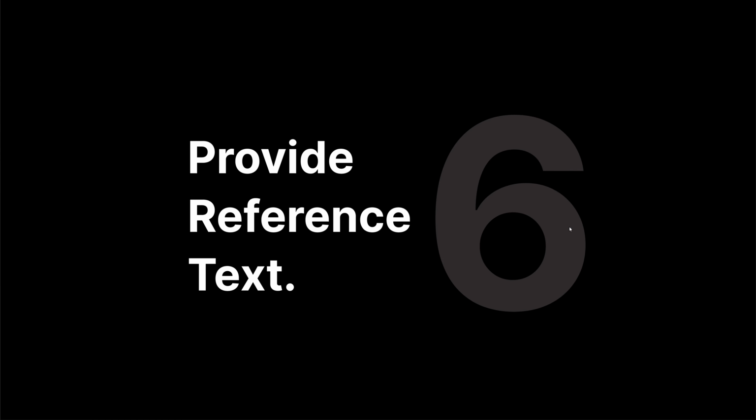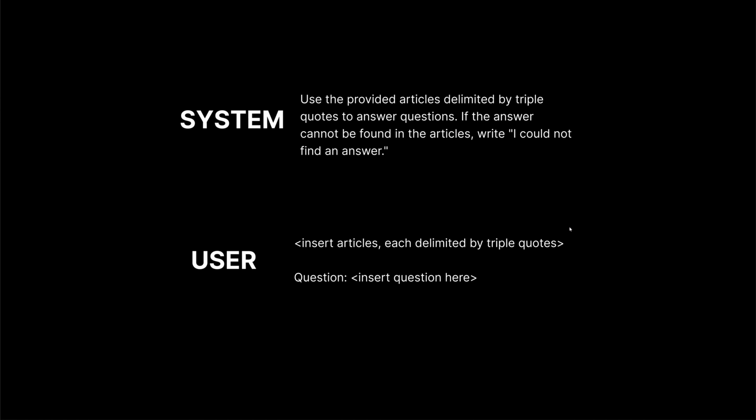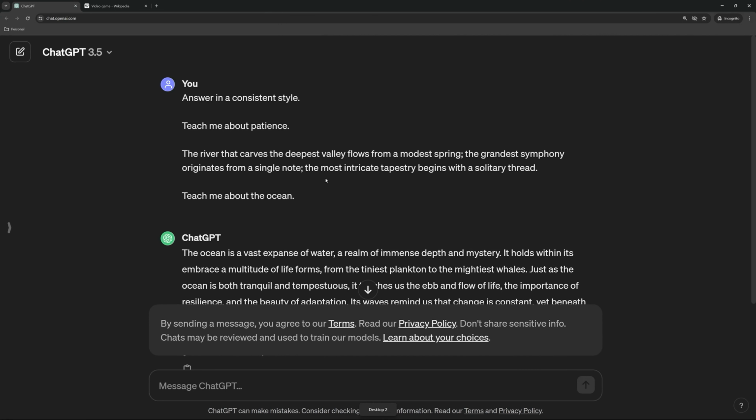So the final strategy we have is to provide references if you can. Okay, so here you can see I have this example: use the provided article delimited by triple quotes to answer a question. If the answer cannot be found in the article, write I could not find the answer. This is how we are going to be inserting our article, and based on this specific article we are going to be asking some sort of questions. So how is that going to look?